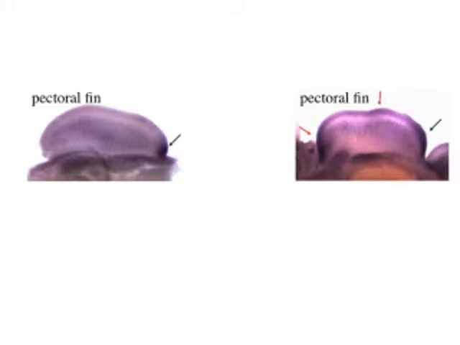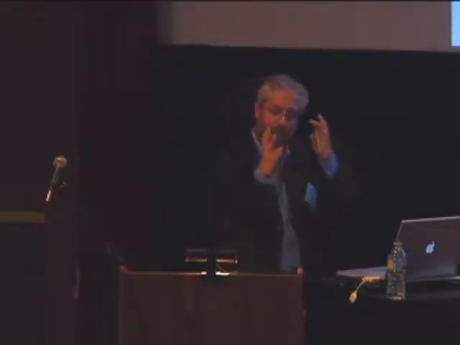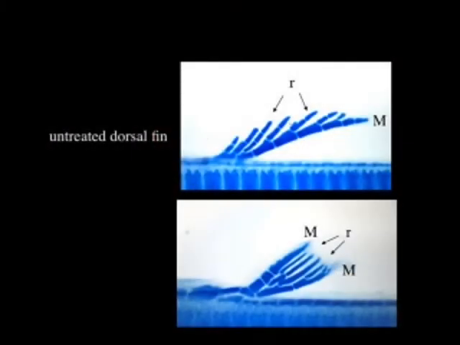And when you misexpress Sonic, either by retinoic acid or other means with beads and so forth, you get a mirror image duplication, just like in a chicken. So the idea here is, and there's other evidence showing linkages between the AER and the ZPA, which I'm not showing you, that this appendage patterning system with ZPA, AER, and all these other things really is very general to all vertebrate appendages, not just limbs.